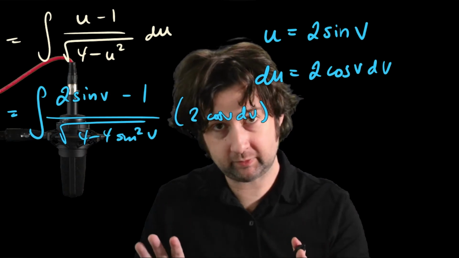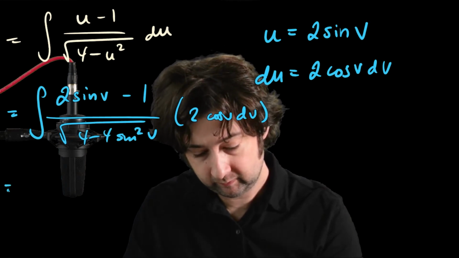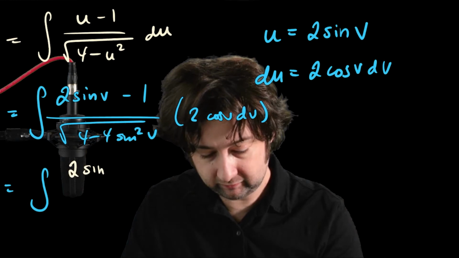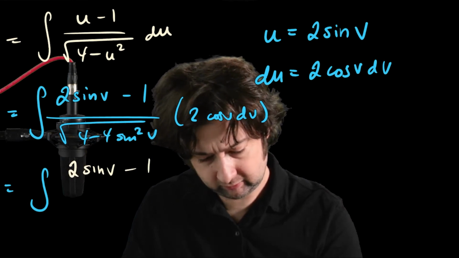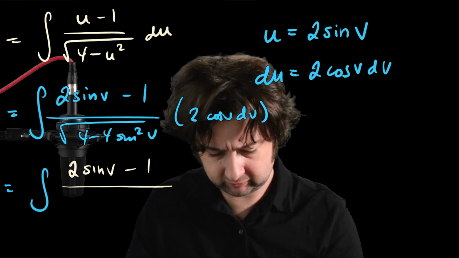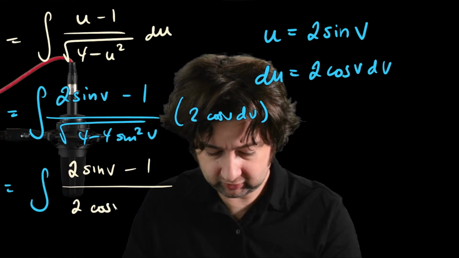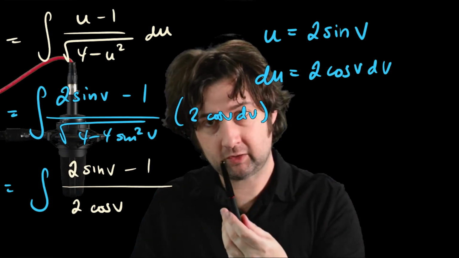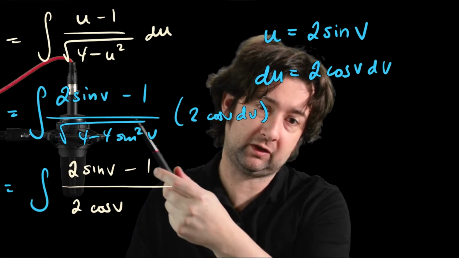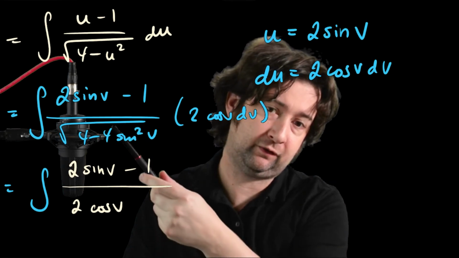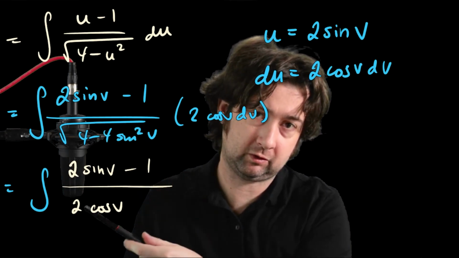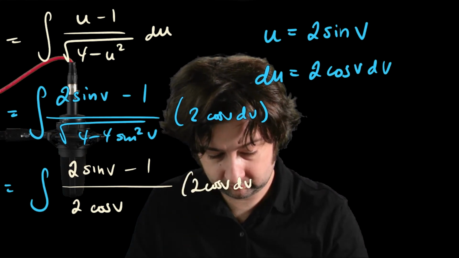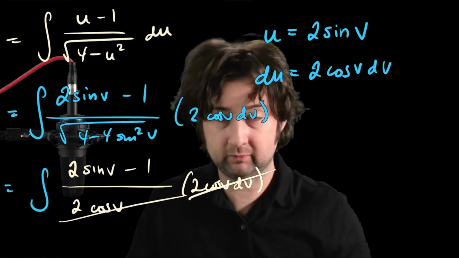I can break the top into 2 different integrals. So this turns out to be (2 sine v minus 1) over, let's see, the bottom turns into 2 cosine v. Again, the 4 factors out. 1 minus sine squared is the cosine squared. So cosine squared, if I take the square root, turns into cosine. The 4 that I factored out in the square root turns into a 2. Oh, that's cute. These cancel.